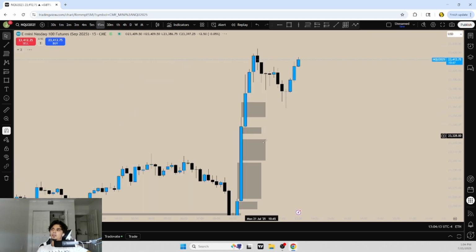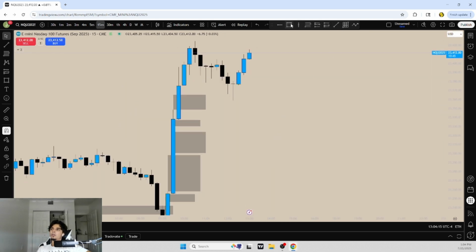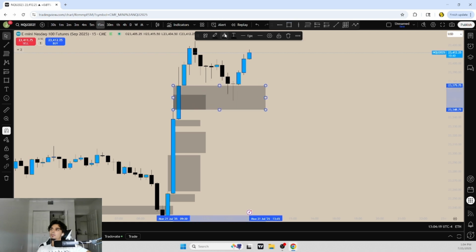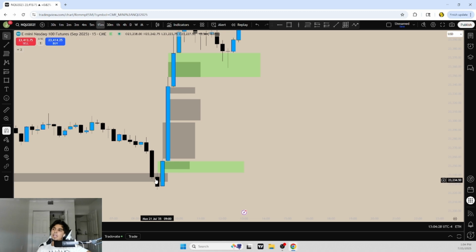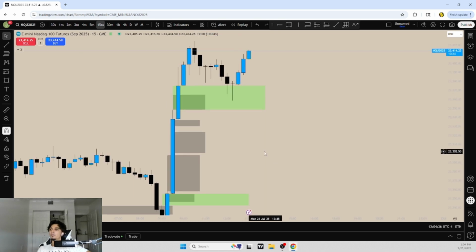Why? Here, let's go to the 15 minutes real quick. I'll make it a different color. We have a 15-minute fair value gap right here, and two more down here, right? We have this one right here. Even though this is a down close candle, it's still the top of the first wick to the bottom of the third, because what are the next candles? Up close candles, right?